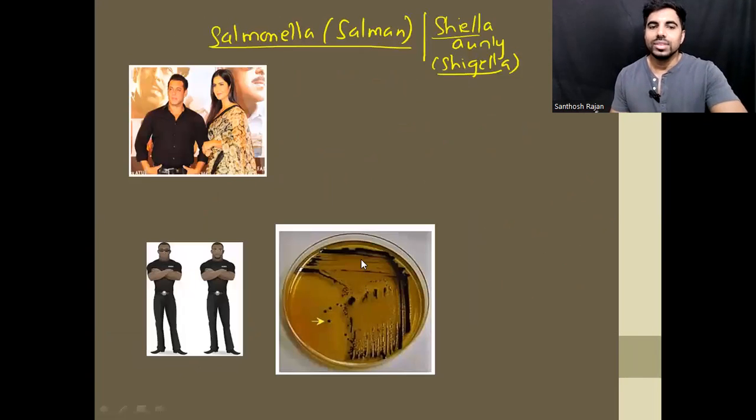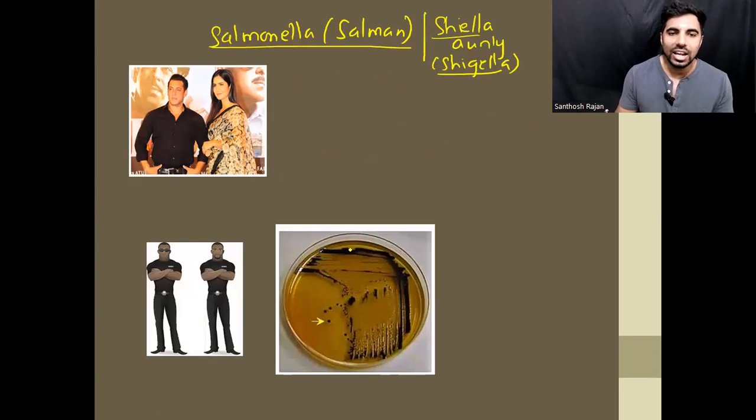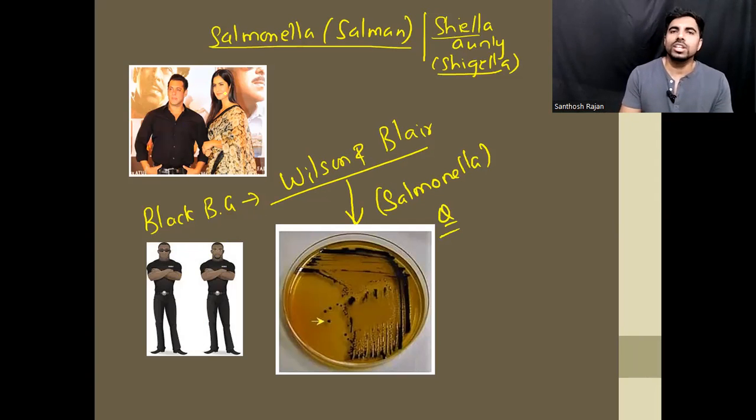I put this picture because you might have a question next time. The black color comes, look at the black bodyguard, Salmanji's black bodyguard. The black bodyguard's name is Mr. Wilson and Blair. You see two blacks, Wilson Blair, like twins. So they are the selective media only for Salmanji, only for Salmonella. This is a question. Remember, otherwise Salman and Sheila Aunty share everything common.